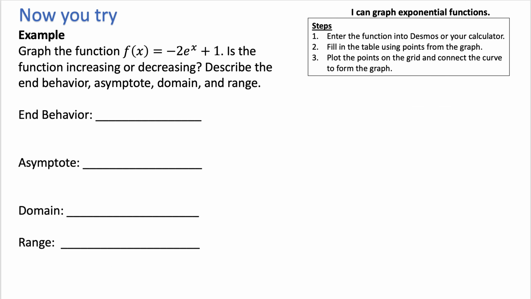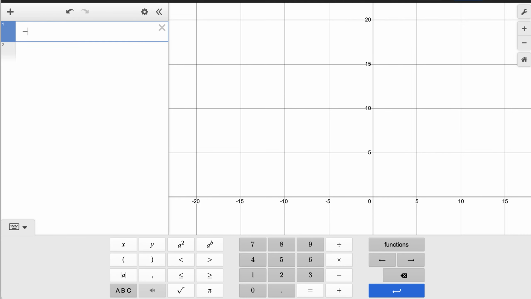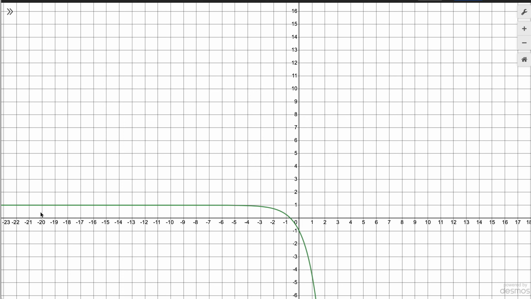So now you can pause the video and try describing this function on your own. To describe this, remember you always want to go to Desmos and graph the function to give you an idea of what it looks like. So we have 2e to the x and then +1. Okay, so notice that we have an asymptote at y equals 1. And notice that the y values are actually less than that asymptote, right?